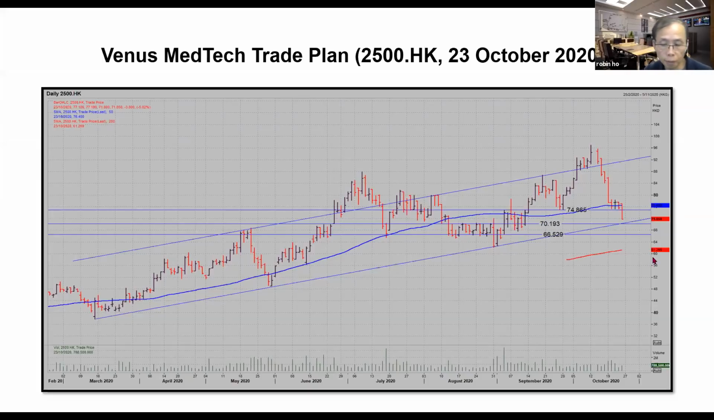So this is Wisdom MagTech, 2500.HK. This is something that I keep a close eye on.